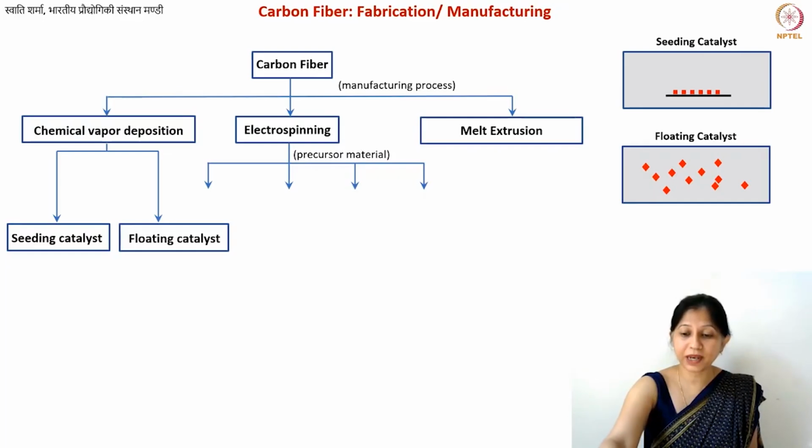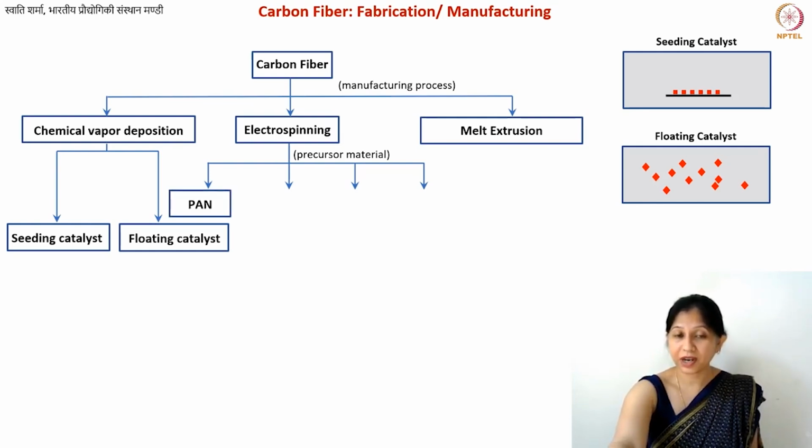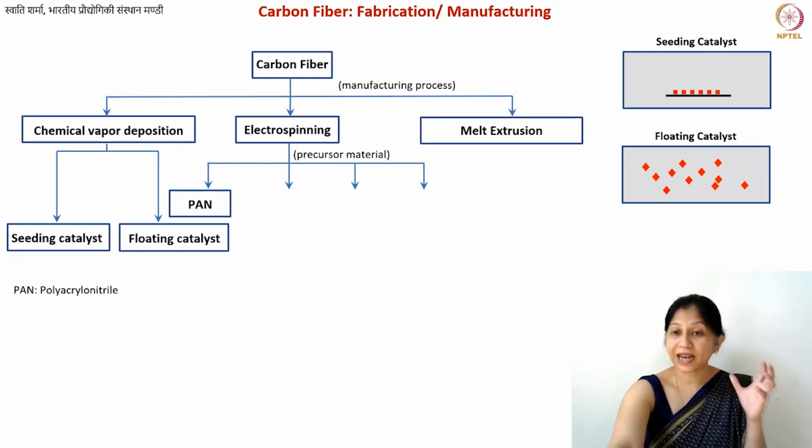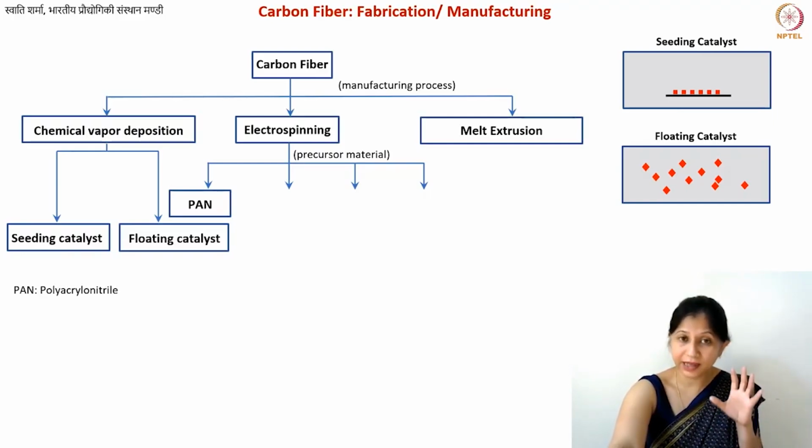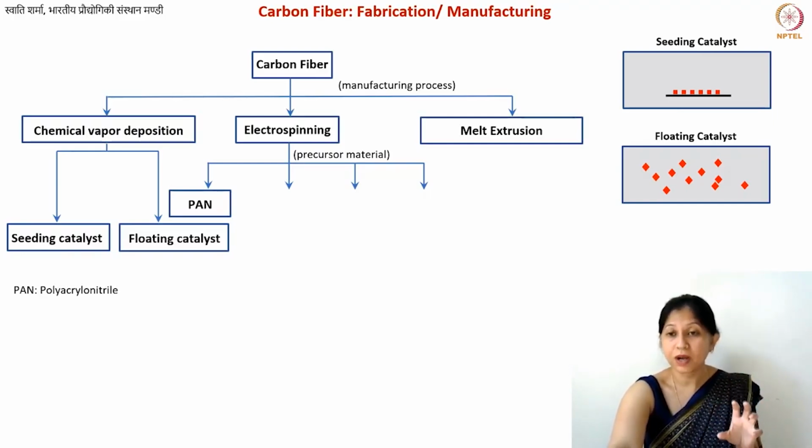So electrospinning can be further classified based on the precursor materials. The instrumental setup and the fundamental principles of electrospinning, as well as the melt extrusion, we are going to learn in the next couple of lectures. Right now, this is just the classification. So based on the precursor material, you can now classify your electrospinning. And I'm talking very specifically about carbon fiber.